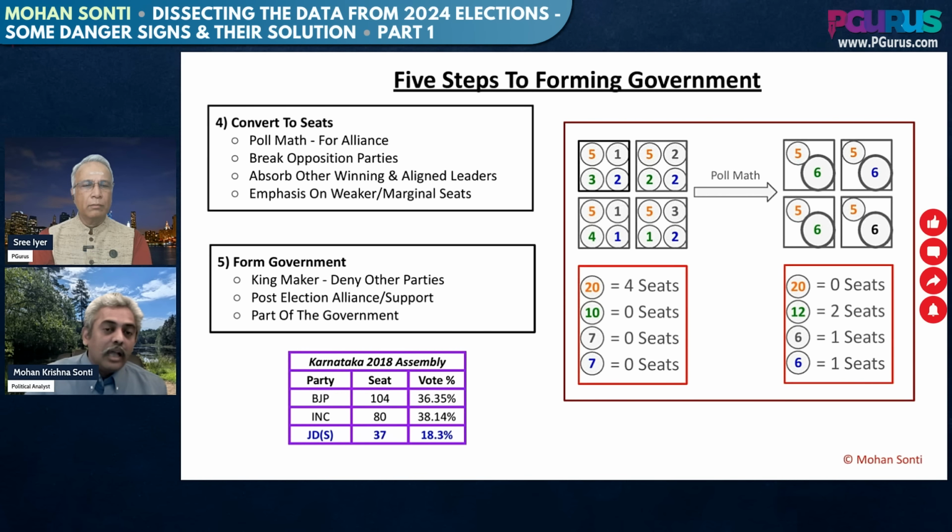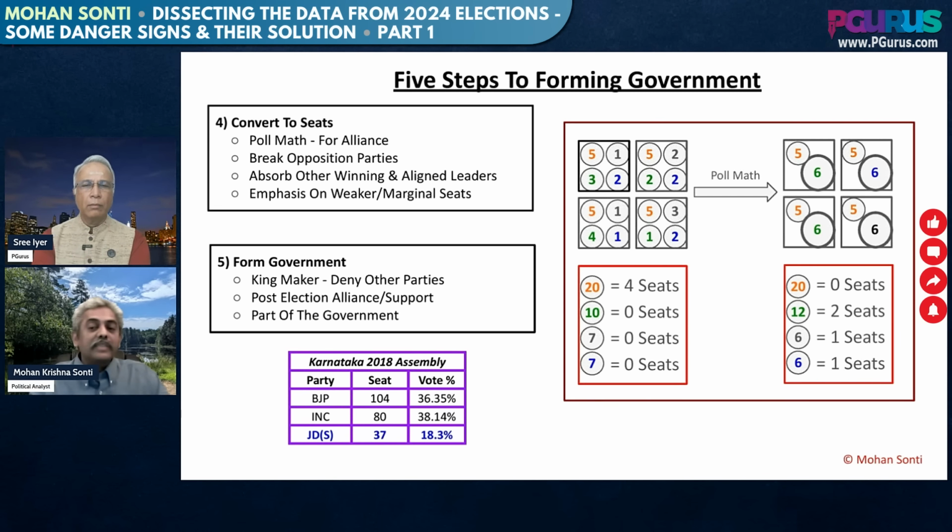Now, when you convert to seats, as you see over here, for example, let's say the orange color, there are 4 seats in the contest. This has 20 votes, let us say. Each of the places has 10 votes each, give or take, so 11 votes in each of the places. Now there are 10 votes for the green party, the gray has 7, and the blue has 7 votes. You see all the 4 seats will be won by the orange, right? Because they have the majority. Now, if the rest of them form an alliance, the poll math, the orange party still gets 20, but it got 0 seats.